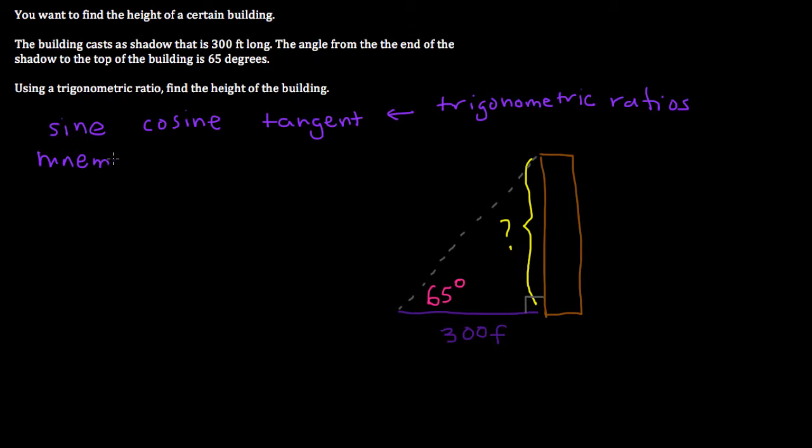Mnemonic, which is SOH CAH TOA. SOHCAHTOA means, well, it's the sine function with the angle, so this angle here, and that equals the opposite side of the triangle over the hypotenuse.